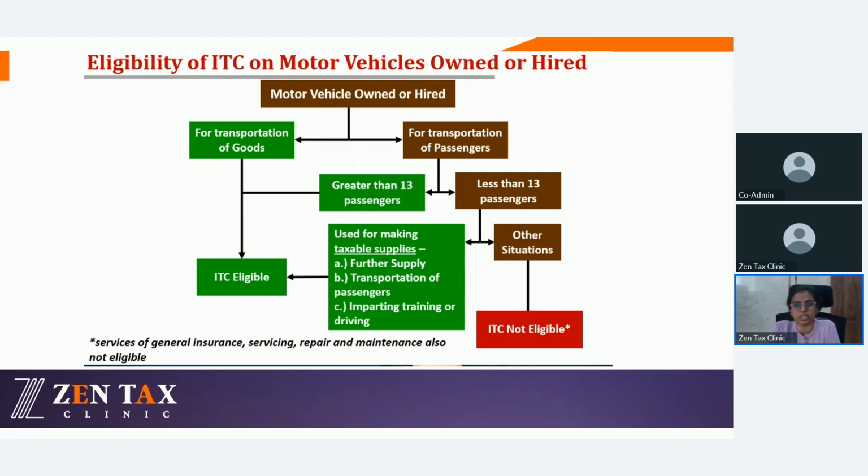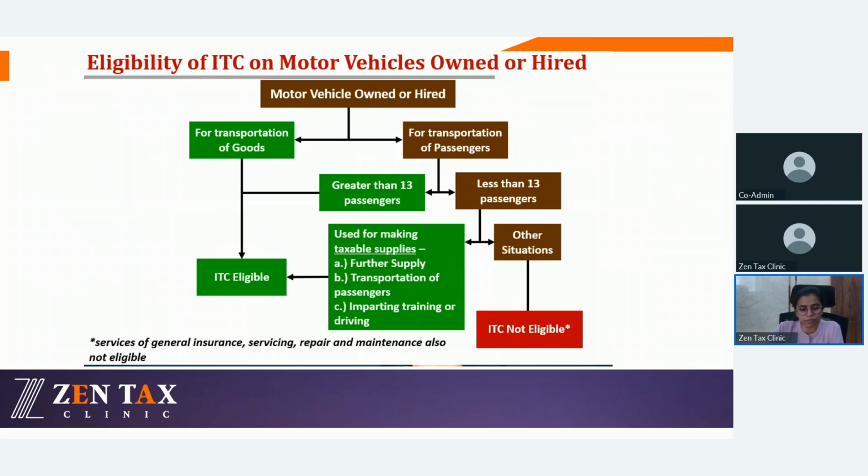Even so, there are three other conditions. If it is used for making those supplies, then ITC is eligible. If the motor vehicle is used for the transportation of passengers, that is available. If it is used for further supply of the same line of business, then ITC is eligible. And in the case of driving schools and training schools, ITC is also available. So this is with respect to motor vehicles.